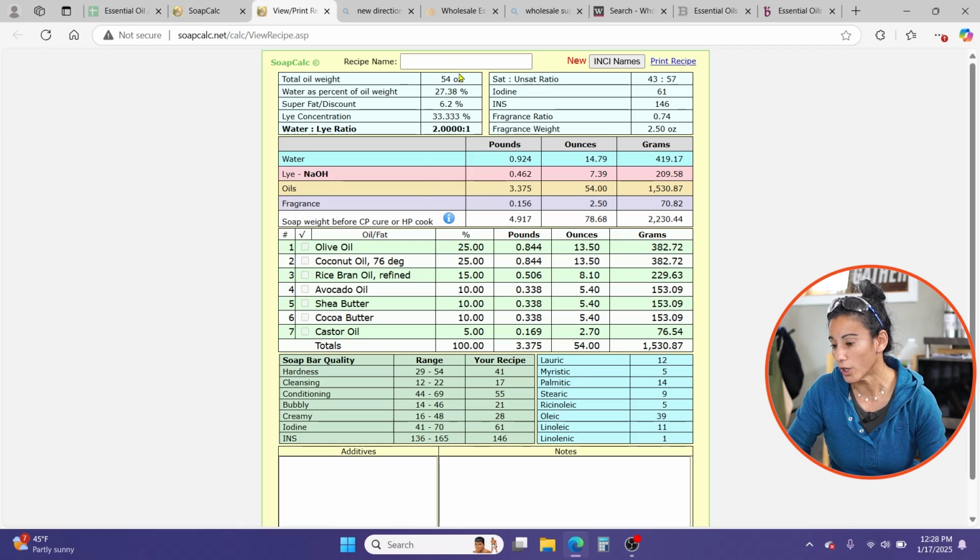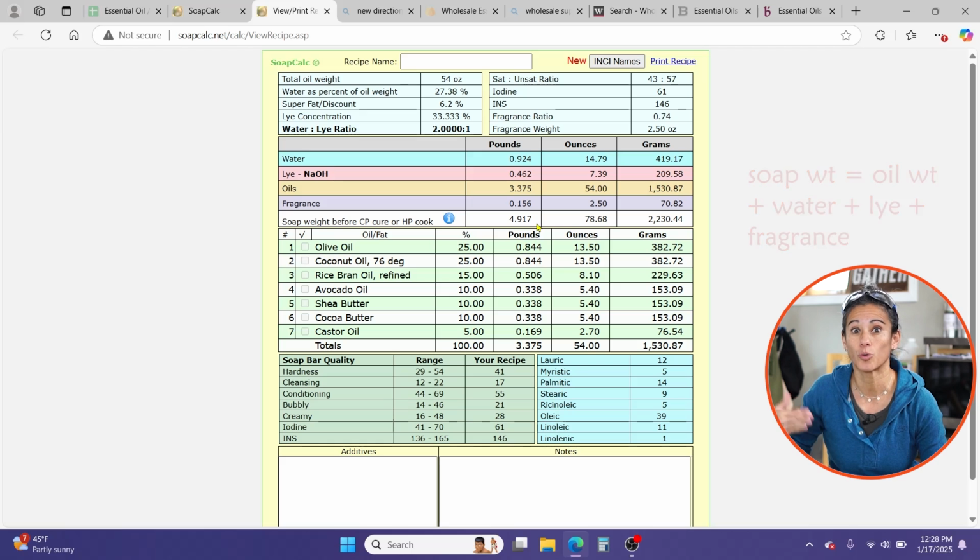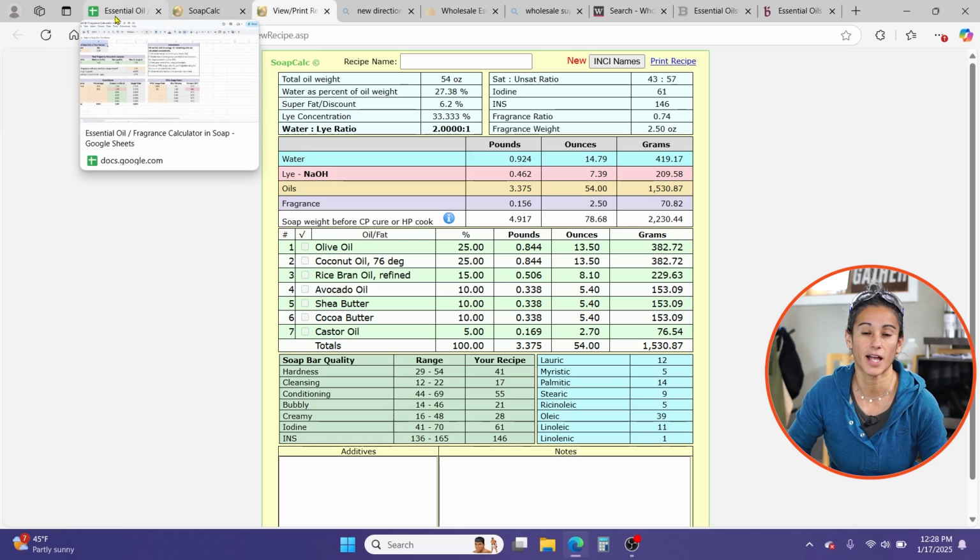But oil weight is up here and it's different than the soap weight. So if you're making a soap, like this is a 5-pound soap, that can go in a 5-pound mold. If you're making a 5-pound soap, the weight of your soap is going to be 5 pounds, but your oil weight is going to be less. And in our case, our oil weight is 54 ounces or 1,531 grams. So what we're going to do today is we're going to plug this into this little calculator that I created.